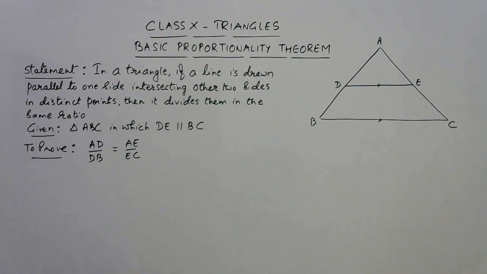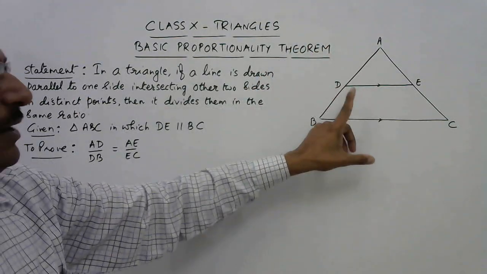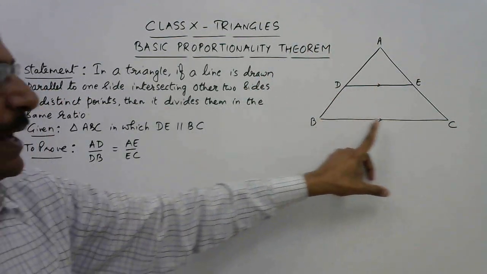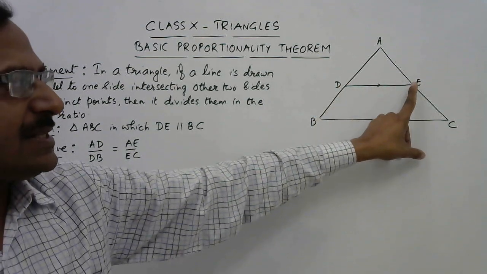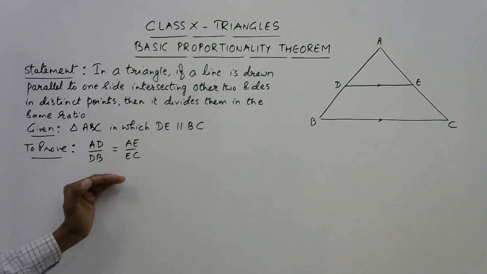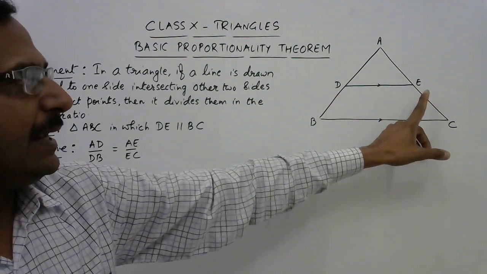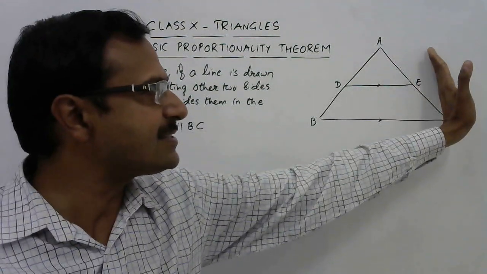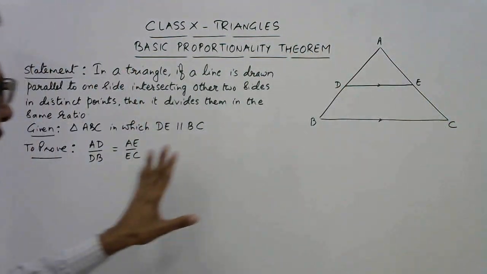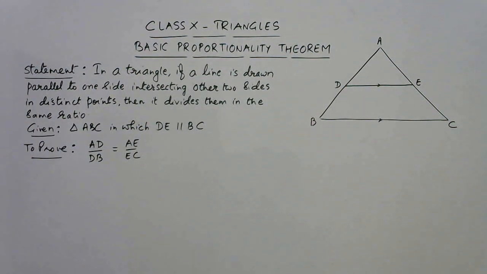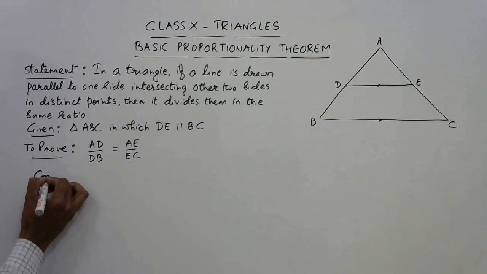So this is the theorem that in a triangle, if it is given that this line DE is parallel to BC and it intersects AB at D and AC at E, then you have to prove that this parallel line divides the other two sides in the same ratio, that is the ratio of AD and DB and AE and EC is same. Now all the proofs involve construction, helping lines. So let's draw some helping lines.